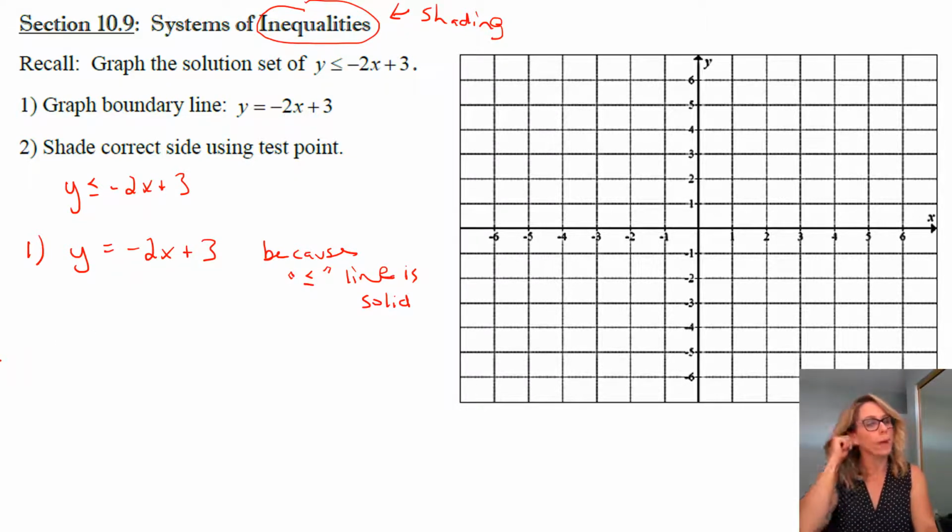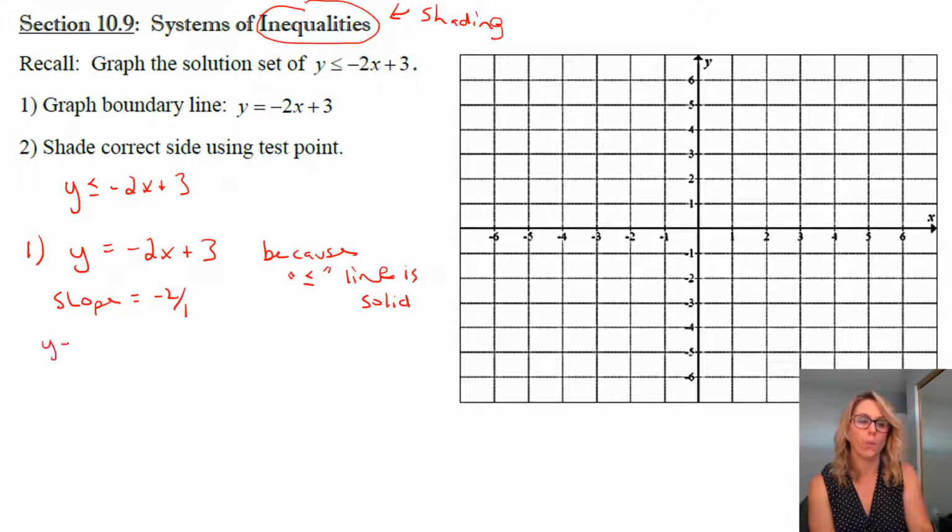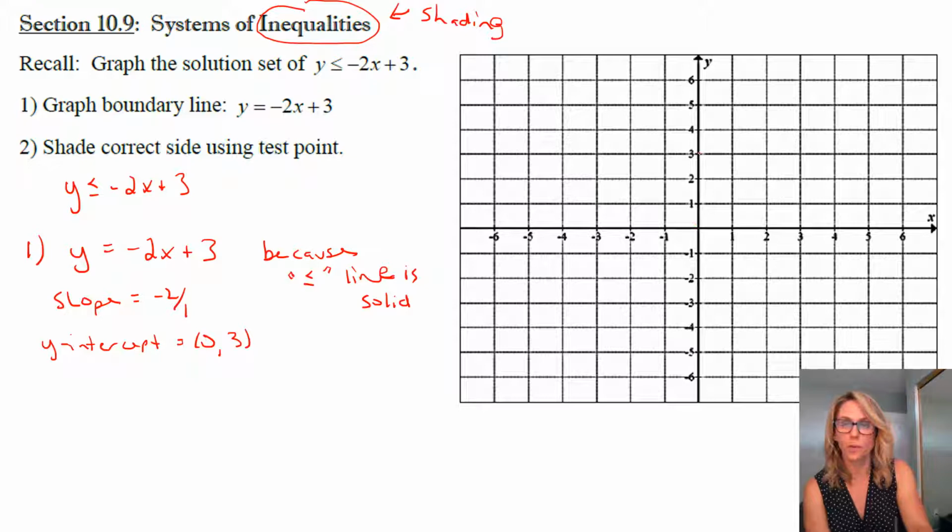So we want to just graph y equals negative 2x plus 3. You should know that this is already in slope-intercept form. So negative 2 over 1. We have the y-intercept. Y-intercept is 0, 3. So just knowing this allows us to graph the line first. So 0, 3. Then we have the negative 2 over 1. So I'm going to go down 2 over 1, up 2 over 1, up 2 over 1, and like this.